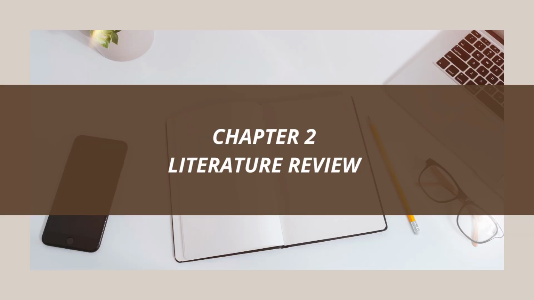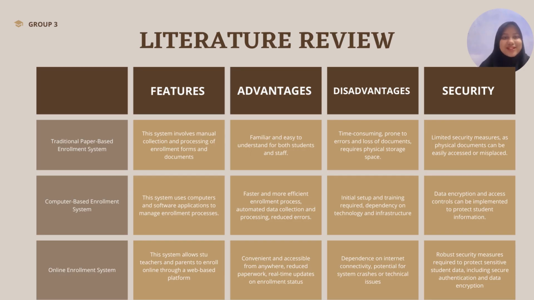For the literature review, there are three enrollment systems that contain features, advantages, disadvantages, and security. First of all, we have the traditional paper-based enrollment system. For the feature, this system involves manual collection and processing of enrollment forms and documents. For the advantage, it is familiar and easy to understand for both parents and staff. For the disadvantage, it is time-consuming, prone to errors, and loss of documents, and requires physical storage space. And lastly, for the security, there are limited security measures as physical documents can be easily accessed or misplaced.